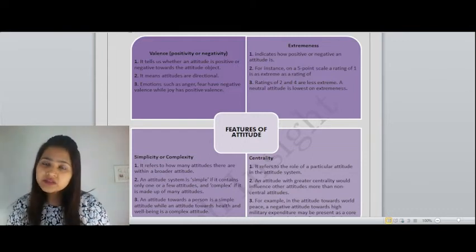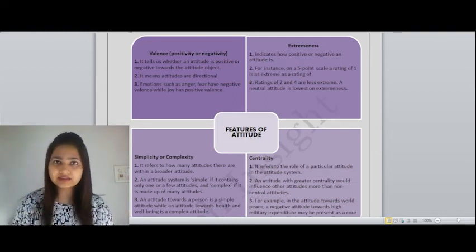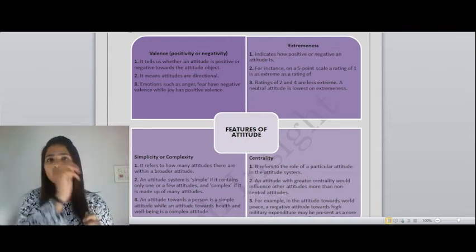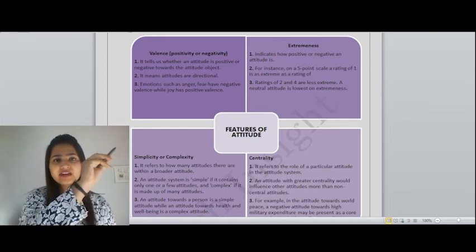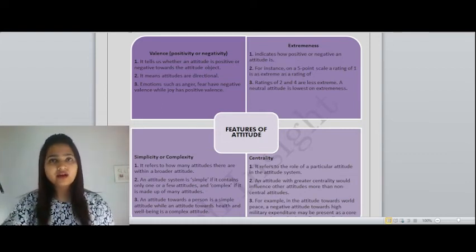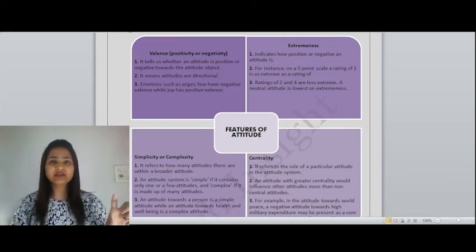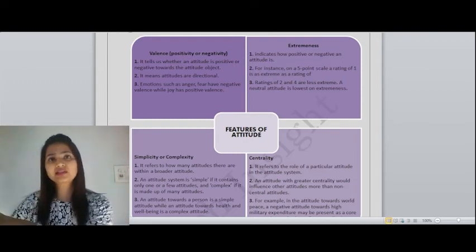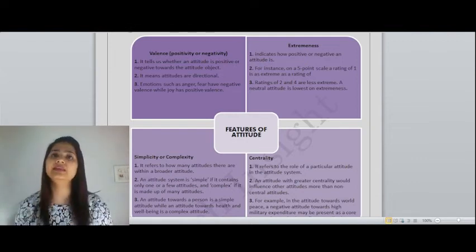How extreme is this positivity, how extreme is this negativity, or whether it's a neutrality in the attitude, that will be determined by extremeness. Let's say I take a 1 to 5 point scale, where 1 is a very extreme value and 5 is an extreme value. The 2 and 4 are the lesser extreme values, while the third is the neutral value. So that is what extremeness is. On a scale of 1 to 5 or 1 to 10, how extreme is my particular attitude, whether negative or positive? The extremity of it is determined by extremeness.